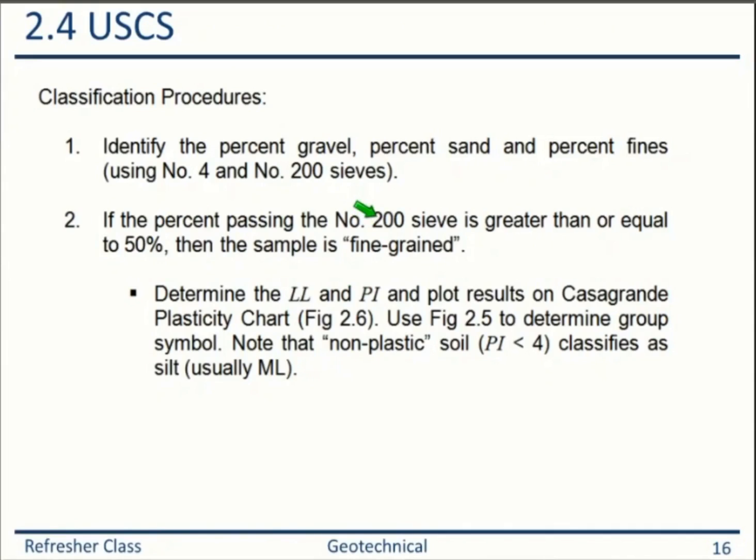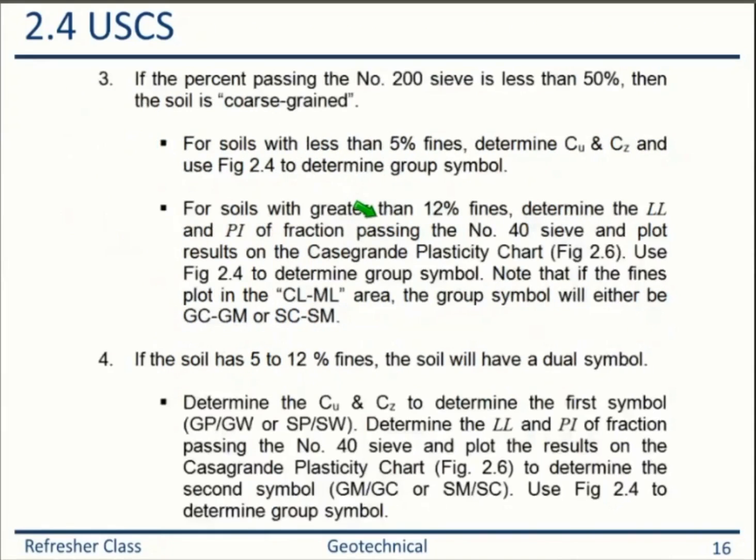But it may so happen that the percentage of your soil passing the number 200 sieve is less than 50%, and even then there are three categories. If the percentage passing the number 200 sieve is less than 50% and the fines are less than 5%, then you should know the coefficient of uniformity and coefficient of curvature of that soil. Then you have to use the flow chart given in figure 2.4. You have to follow that flow chart.